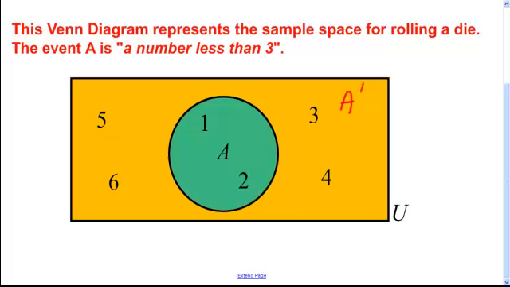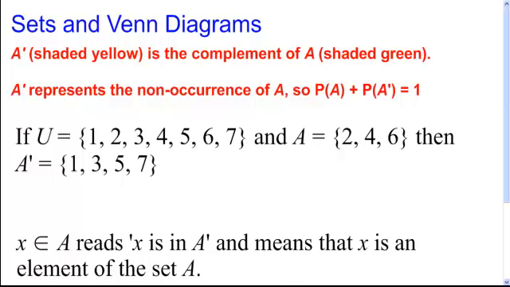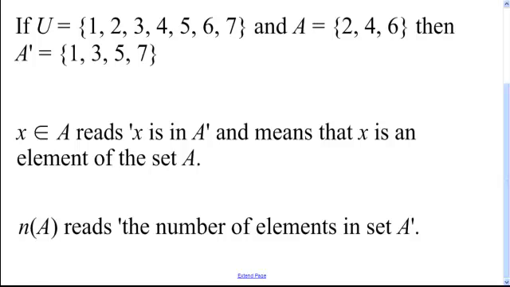Okay, so taking a look at some of these different situations. So A naught was that shaded yellow, which is the complement to the green, it says it doesn't occur. So therefore, if I take the probability of A and the probability of A not occurring, that has to equal 1. So we take a look at some individual situations looking at some letters. So U is 1, 2, 3, 4, 5, 6, 7. A is 2, 4, 6. Therefore, A not is the ones that are not included in that, which are 1, 3, 5, and 7.